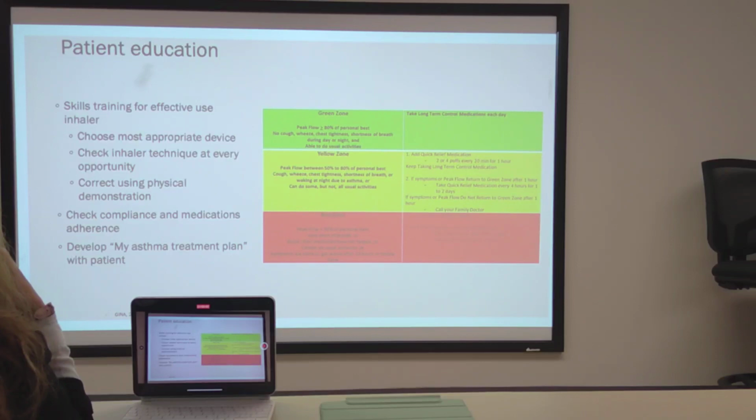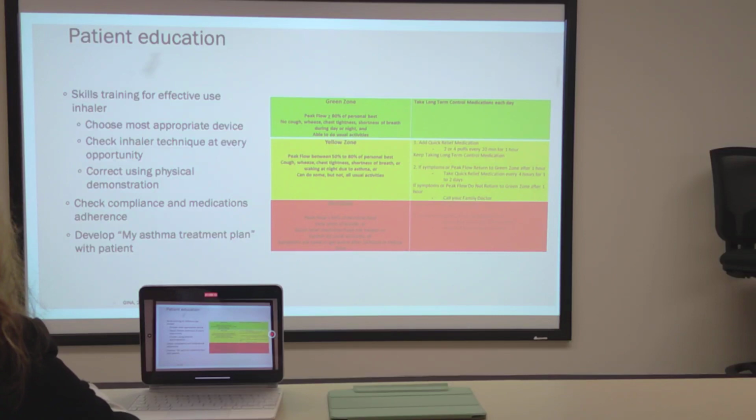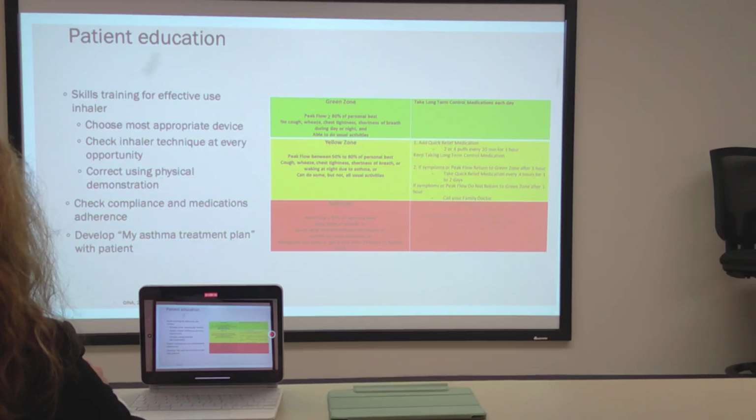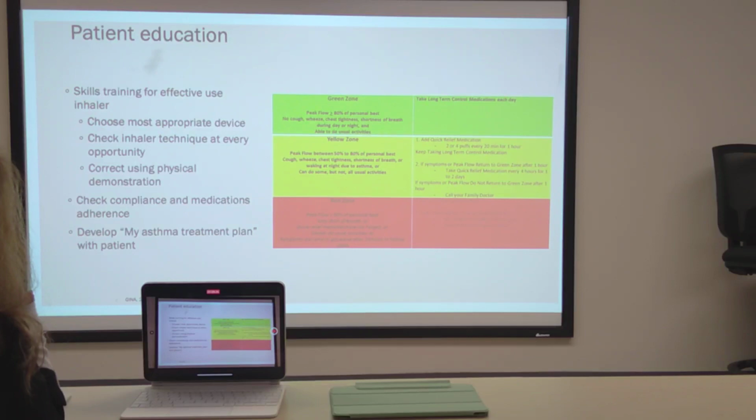And this helps you to also develop your asthma treatment plan. So if a patient is using the peak flow meter and they see that they're at more than 80% of their personal best and they're not having any symptoms, then of course they can continue with their current regimen that they're using for asthma. But if they're between 50 to 80% of their personal best, and we consider them to be in the yellow zone, as healthcare providers, we're able to determine whether or not they would need medication management.